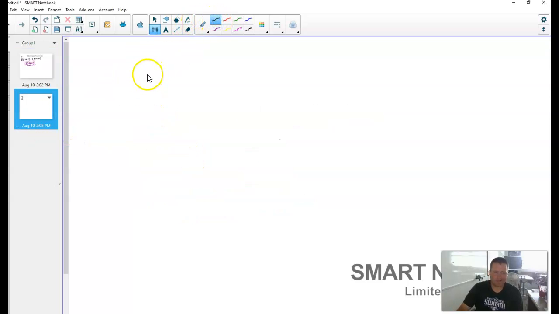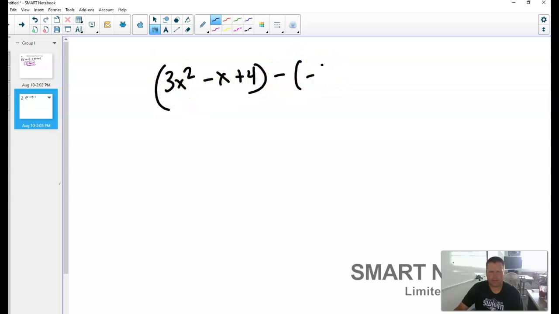So a couple things to keep an eye out, guys. If I had the 3x squared minus x plus 4, and I'm going to subtract that. Now let's say I've got negative 5x squared plus, let's just go 7, okay? When I go to subtract these, remember I'm going to subtract this 3x squared and this negative 5x squared. But when I subtract a negative number, remember that becomes addition at that point in time. So this is 3 minus negative 5, but it really becomes 3 plus 5, which gives me 8x squared.